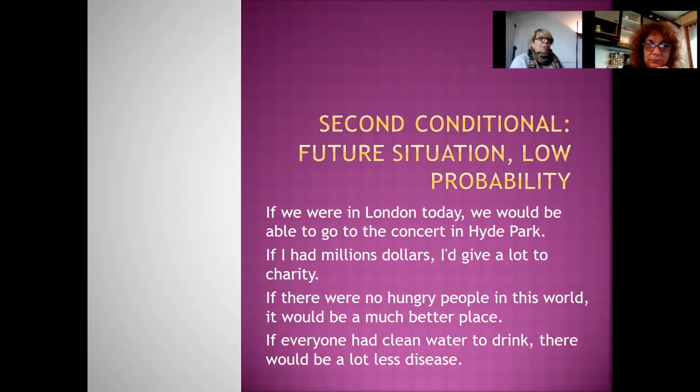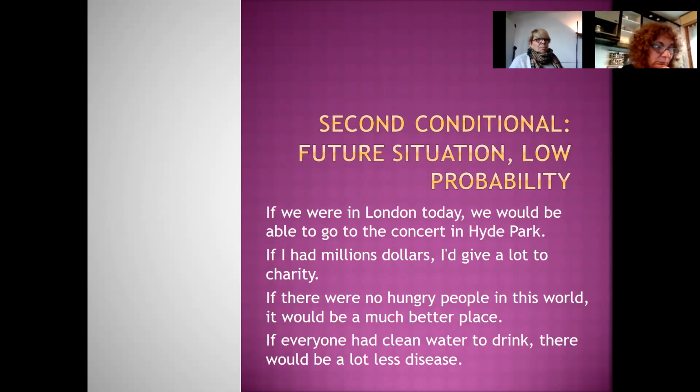Okay, so here, this is very similar to the first one. The real difference is in the meaning, in the probability. So here we have a very low probability, because look at the first one. If we were in London today, we wouldn't be able to go to the concert in Hyde Park. Actually, they are probably far away from London. So there's just a very, very slight possibility that they get to London on time.